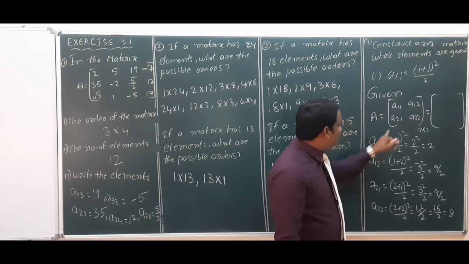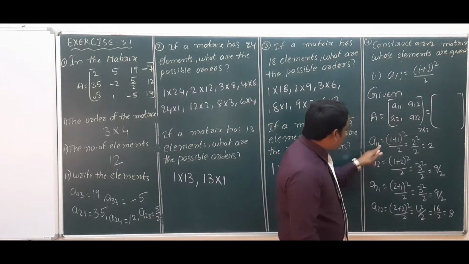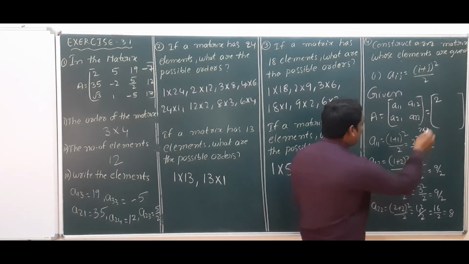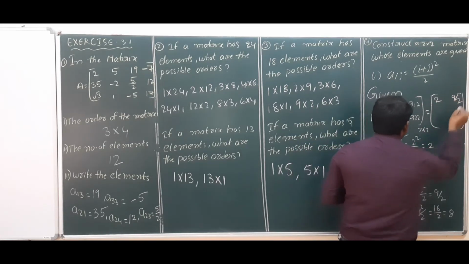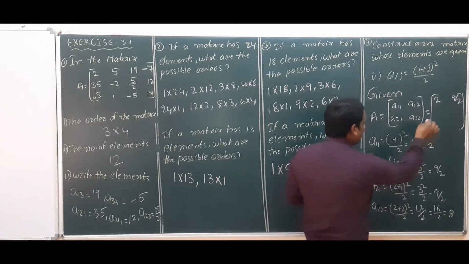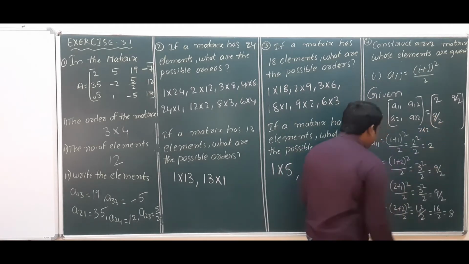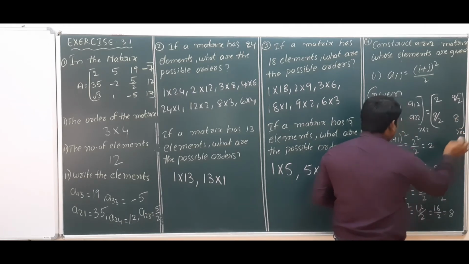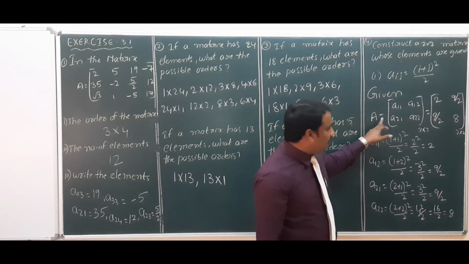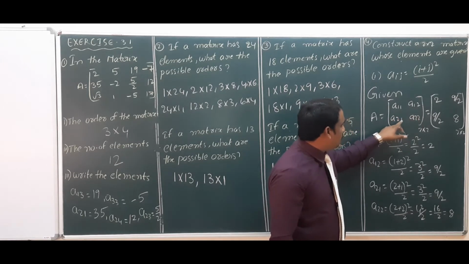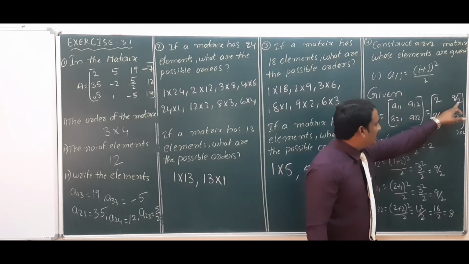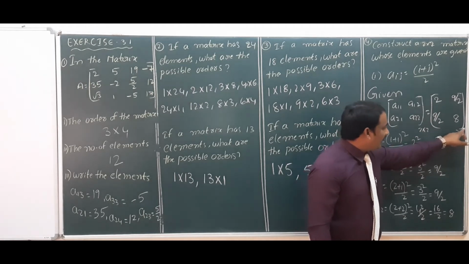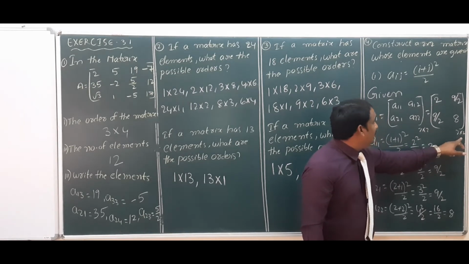Now you can substitute the elements. A11 value is 2. A12 value is 9 by 2. Next one, A21 value is 9 by 2. Next one, A22 value is 8. This is the 2 by 2 matrix: A equal to 2, 9 by 2, 9 by 2, 8. Always write the order on the right side at the bottom. We will see the next problem.